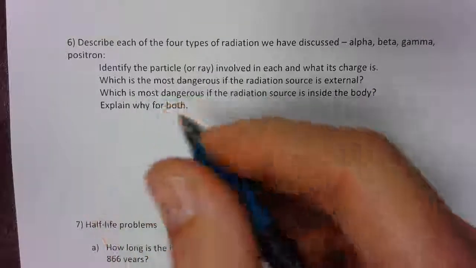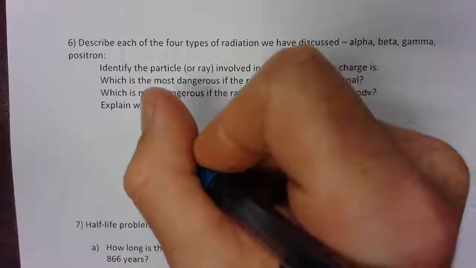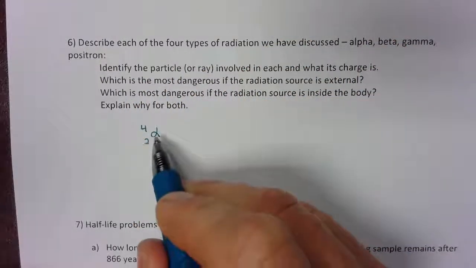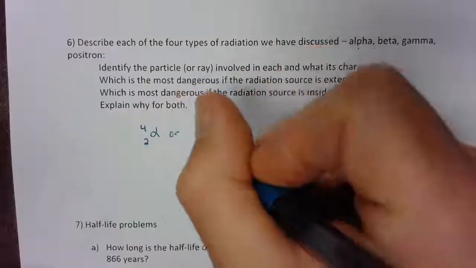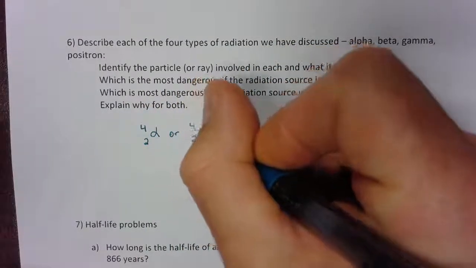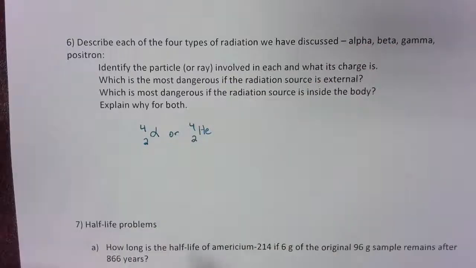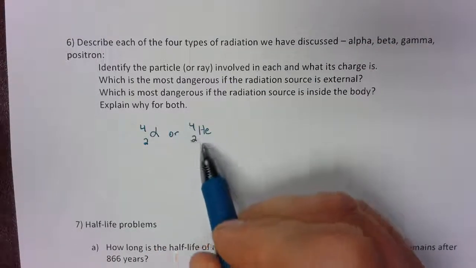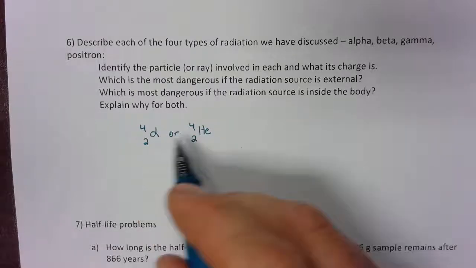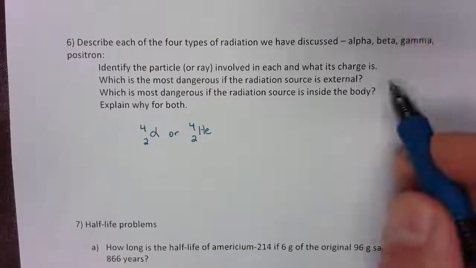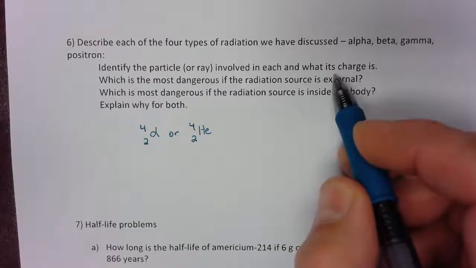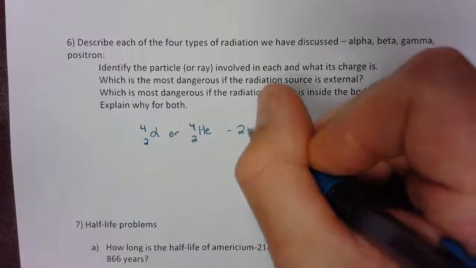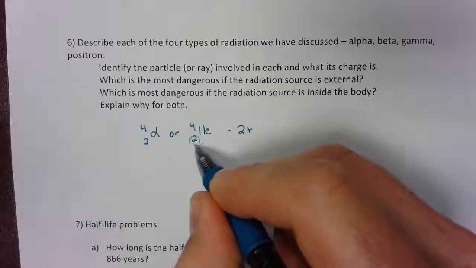So let's go ahead and just put the symbols here. For alpha, here's the symbol. Sometimes it's also denoted like this. But there's the alpha part. We call this a helium nucleus. They're the same thing. The charge on this is going to be 2+, because it has 2 protons.